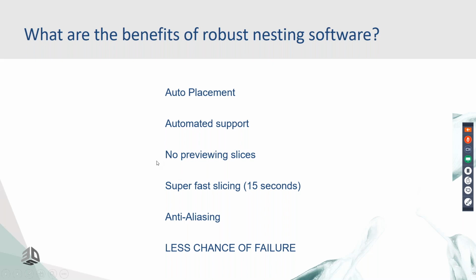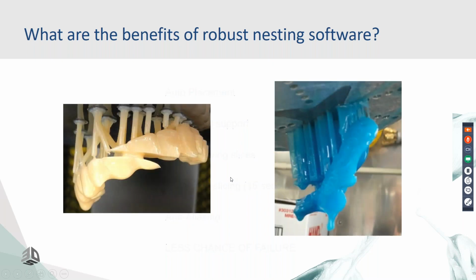Also, you don't have to preview slices. I have spent years of my life previewing slices, and it's something that is really tedious. And if you're in a big hurry, you miss something. You don't have to do that here. Fast slicing. So it's not like camming anymore. It used to be where you'd have to wait 10 or 15 minutes for the slicing to happen before you could even start the print. And anti-aliasing. So I'm going to show you a couple of images of anti-aliasing. But all of this equals less chance of failure.